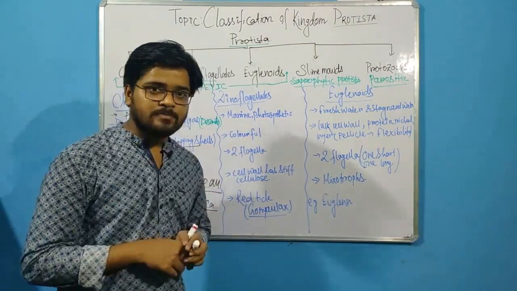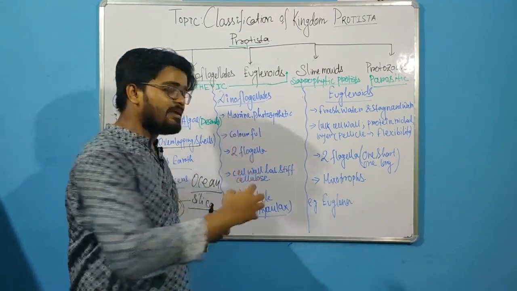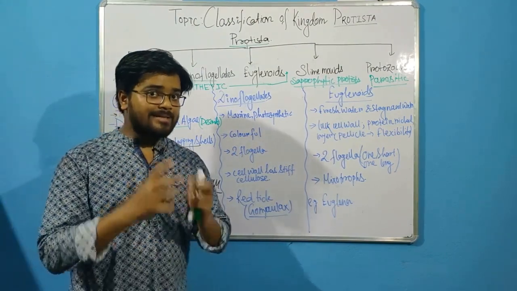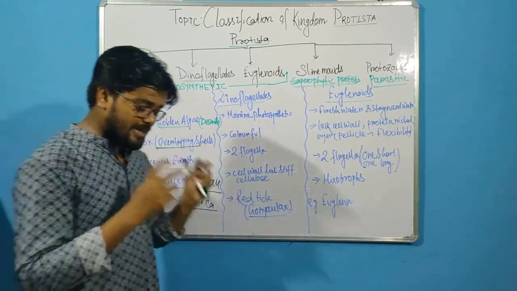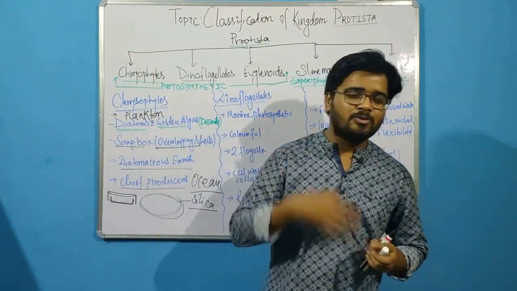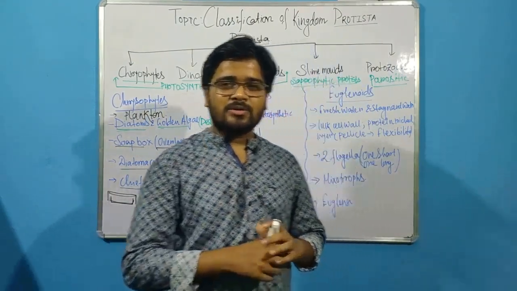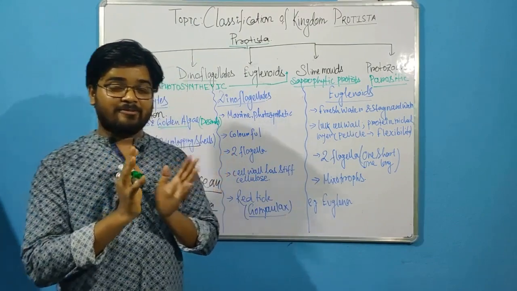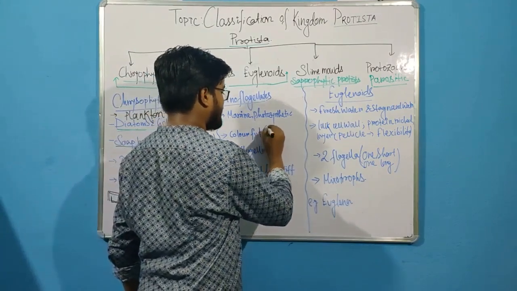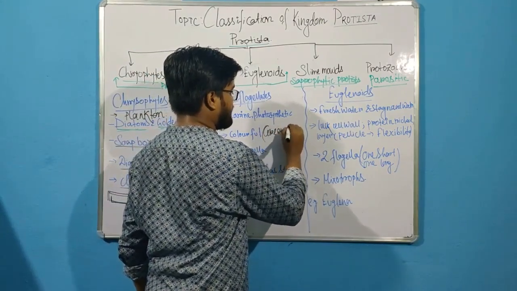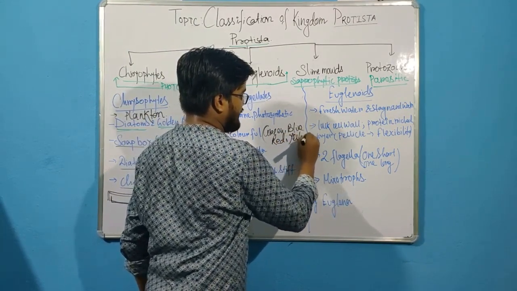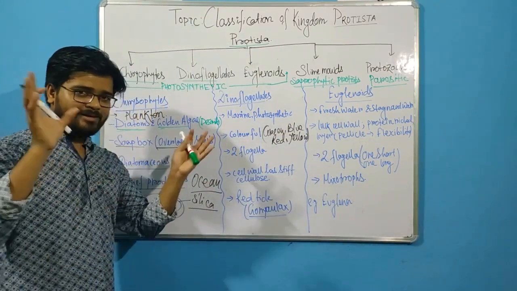So what are the dinoflagellates? Generally they are marine, but they are photosynthetic. And these dinoflagellates are very colorful, from red to green to brown to blue to yellow. They are very attractive, very beautiful. They can be green, blue, red, or yellow. So they are very colorful, just like our rainbow.